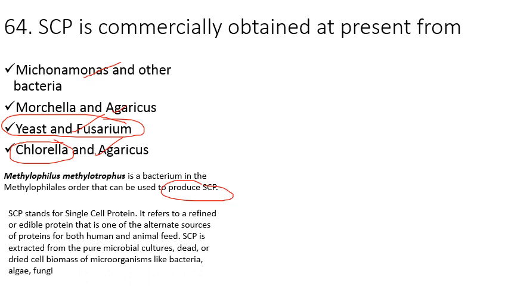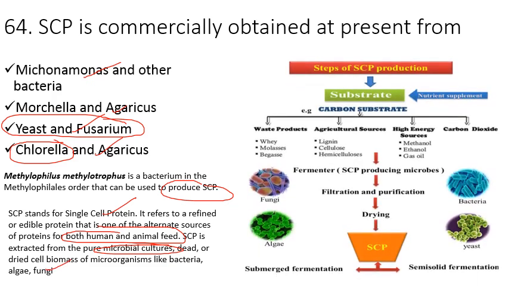So SCP stands for single cell protein, and it is referred to as refined edible protein. That is one of the alternate sources of proteins for both humans and animal feed. It is extracted from pure microbial cultures, and it includes dead or dried cell biomass of microorganisms like bacteria, algae, and fungi. For this, we use certain carbon-rich substrates in the fermenter, and microbes which include fungi, algae, bacteria, and yeast are used for production of this SCP, which fulfills the protein requirement of humans as well as animals.